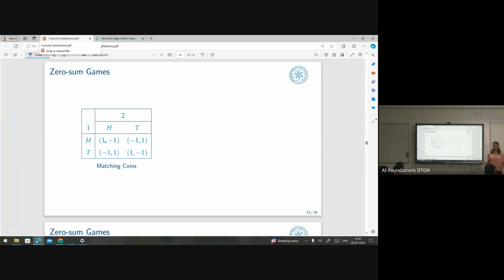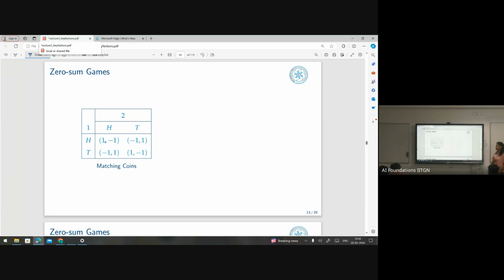Why? So the utility of both of them is 0. Yeah, the sum of the utilities for each outcome is 0. And that's why this is a zero-sum game. So it's a game of strict competition. Every time I have a positive utility, the other agent has an equal negative. So it's a strict competition.